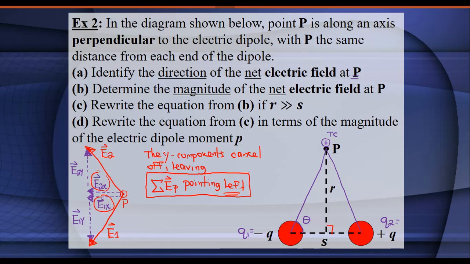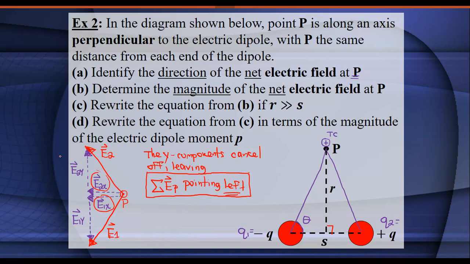This is something you should always look for. If you see a two-dimensional problem, see if there's a way, using symmetrical arguments, to reduce it into a one-dimensional problem. Okay, so we know the electric field is towards the left at point P, but now we need to actually calculate what this magnitude is. Once again, we're going to use the principle of superposition to do this.